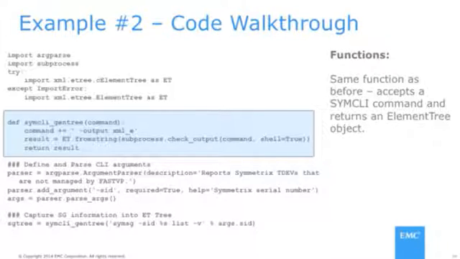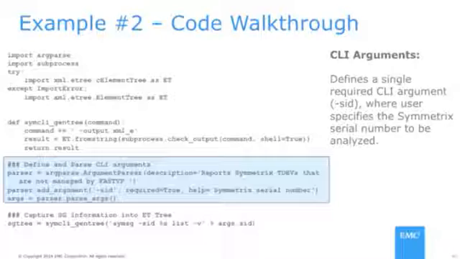We define one argument. That argument is just going to be the SID, the same syntax that you would use in a normal SYMCLI command, like symdev minus SID list or whatever. We have that now defined in this script. And then we're going to parse the arguments. We do that by calling the parse args method of the parser that we defined, and that goes into the args variable. So anytime we want to get the serial number that the user entered on the command line, we just reference args.sid, and that will give us the serial number that the user entered.